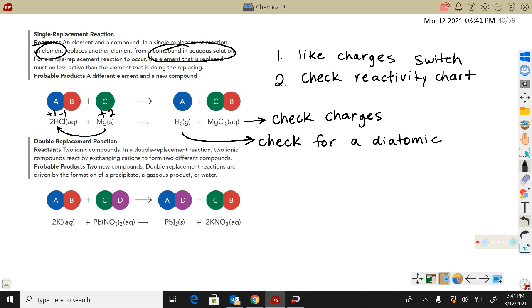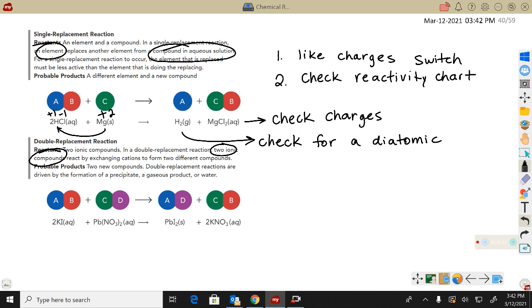Awesome. From there, we've got the double replacement. The way that I look for a double replacement is that now when you write the formulas for your reactants, you're going to see two ionic compounds, often in solution, but it's two compounds. And that's how we get the double replacement.